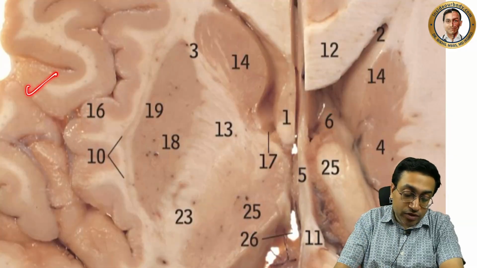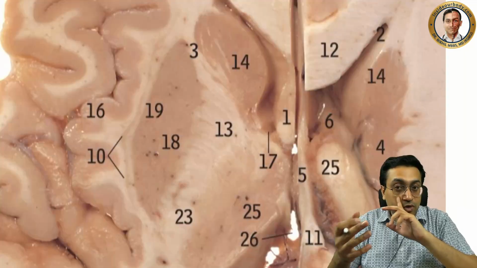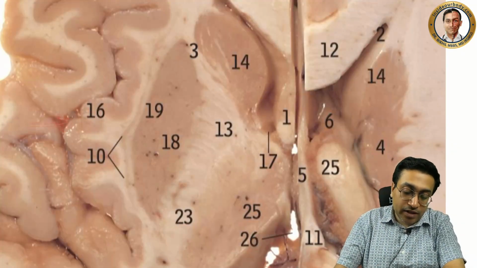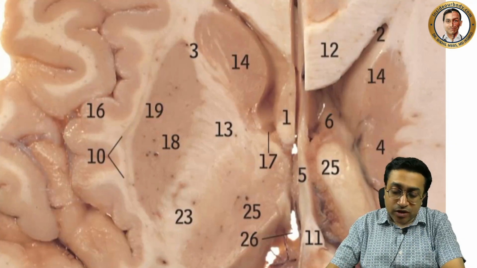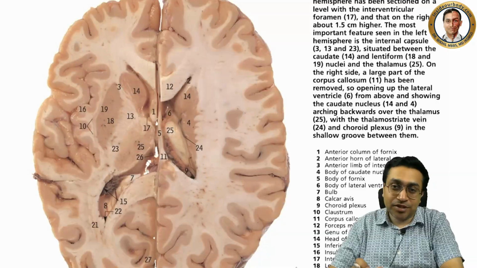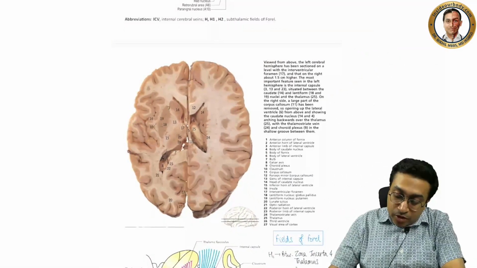If you remove these lobes, if you open the operculums of the cerebral cortex from the lateral sulcus, you can visualize this part. This is the insular cortex. Pay attention that I am repeating this again and again, so you can understand how important this is. Okay, all right. Then we come on to the next.